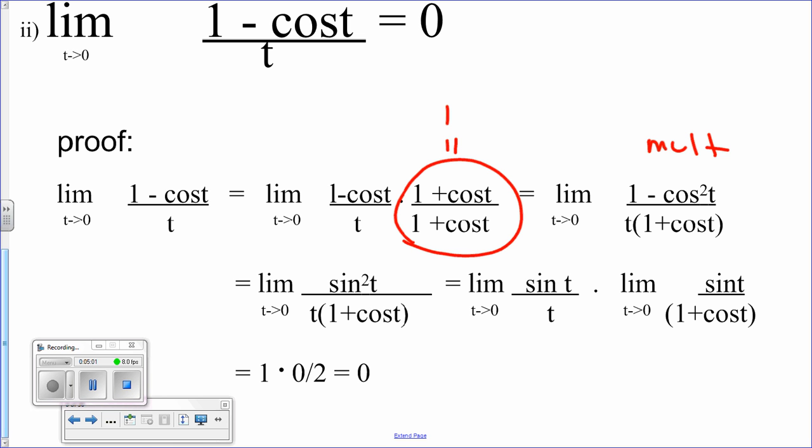Now, do you guys remember what 1 minus cos squared of an angle equals? Sine squared. So that's all we did here. We substitute in the sine squared. So that's just the trig identity.